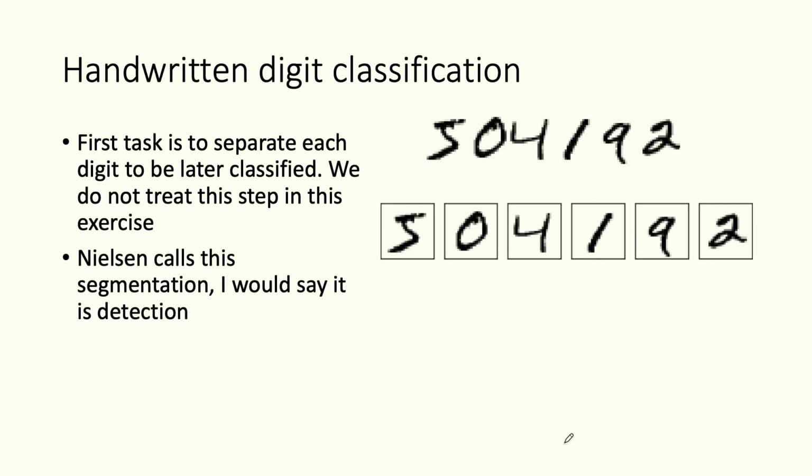So the example that we're going to be doing in the lab is classifying handwritten digits. Your first problem when you're trying to read digits is just identifying where the digit is, right? That basically means let's draw a bounding box around each digit. And Nielsen calls this segmentation. I don't want to be a semantics stickler, but everybody else would basically call this object detection.